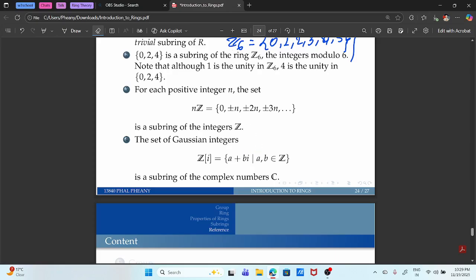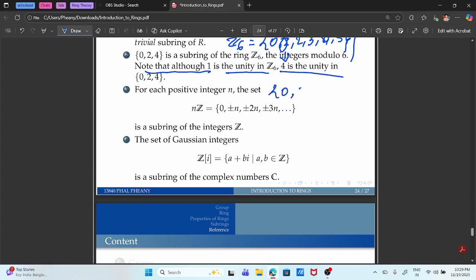Now let's note another one: the unity of Z6. Yes, Z6 includes 1. 1 is the unity, but the unity of {0, 2, 4} is not the same as the unity of Z6. The unity of {0, 2, 4} is 4. We can say 4 times 0 equals 0. 4 times 2 equals 8, modulo 6, so we get 2. Same.